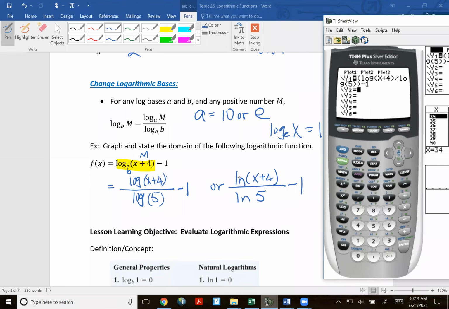I'm also going to type in the other one, natural log. Again, this is two terms, so I'm going to open the parenthesis first. Natural log of x plus 4 divided by natural log of 5. Close parenthesis for the natural log of 5, close parenthesis for the entire first term, then minus 1. And this is what it looked like.